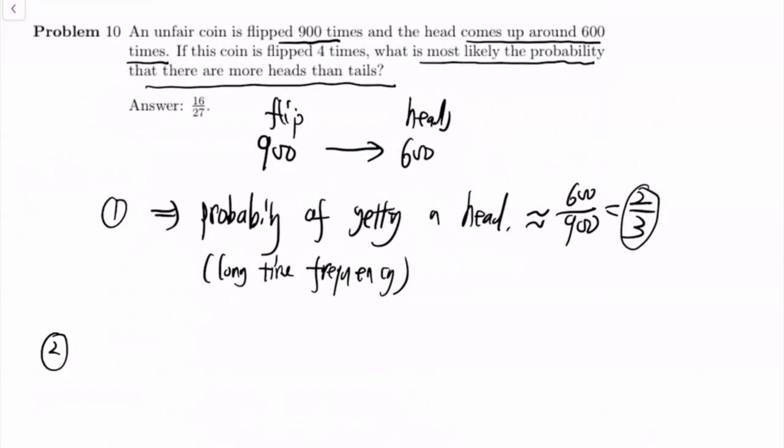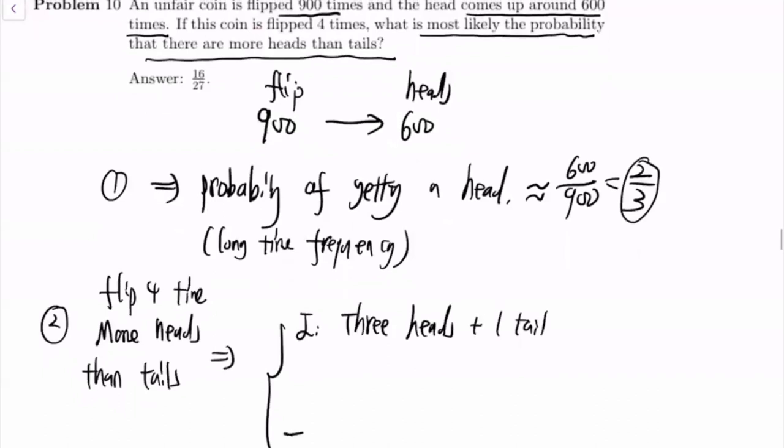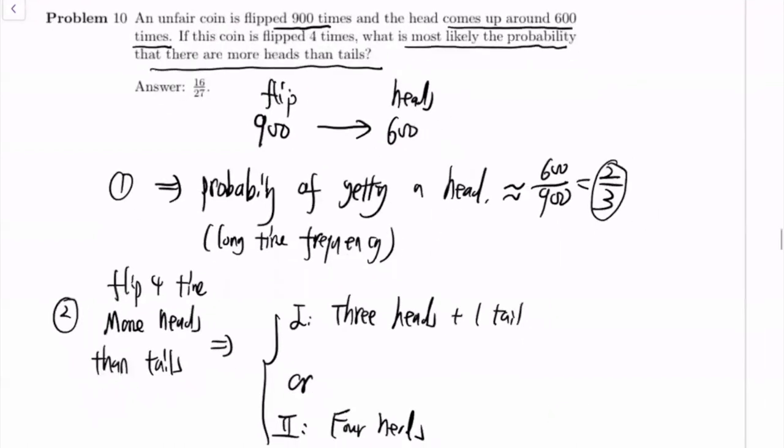Then we look at when there are more heads. We need to get more heads than tails if we flip 4 times. This means we have two cases. Case one, there are three heads and one tail. Case two, we just have four heads.